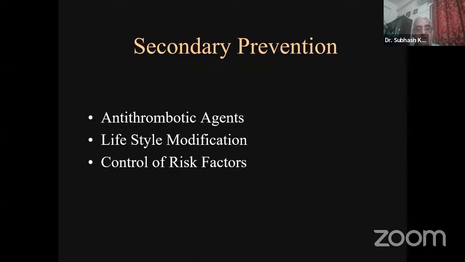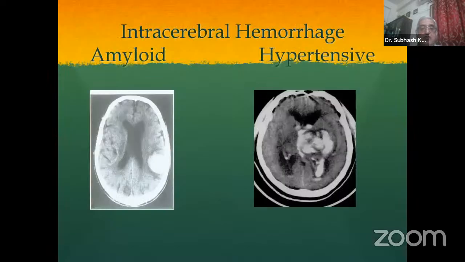So if it is a non-cardioembolic stroke, we give him an antiplatelet agent like aspirin or clopidogrel, or now we can give ticagrelor also. But if it's a cardioembolic stroke, then we give them an oral anticoagulant like warfarin or a novel oral anticoagulant. We also emphasize that the patient do lifestyle modification: exercise, diet, stopping smoking, controlling risk factors like diabetes, hypertension, and so on and so forth. Now, that was about the ischemic stroke.